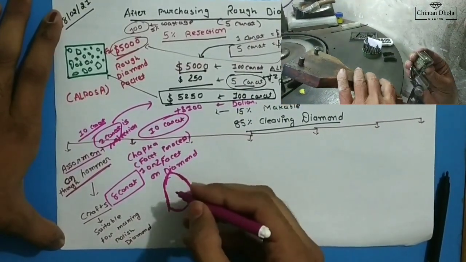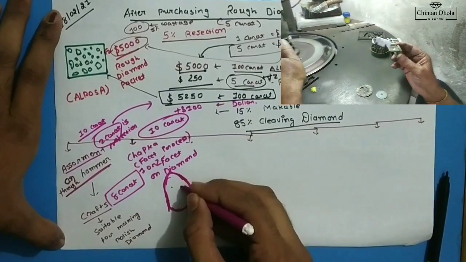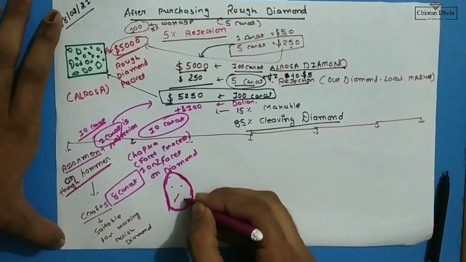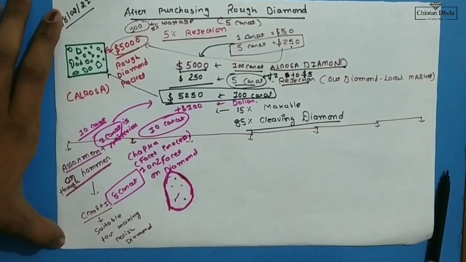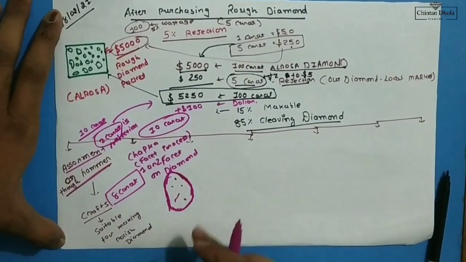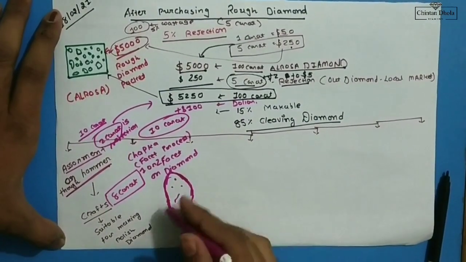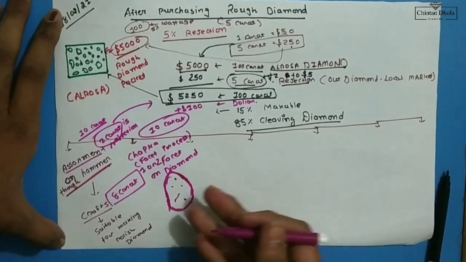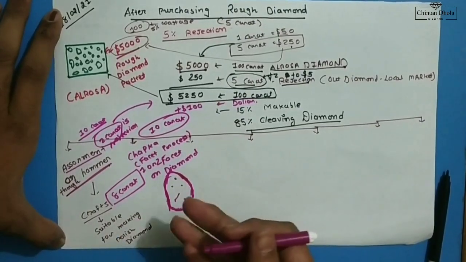You can also see in the video how I do the facet, how I do chapka on that particular rough diamond. So you can see what is inside, what the impurities are inside this rough diamond. That is a very simple and easy way to identify whether the diamond has any impurities or not.